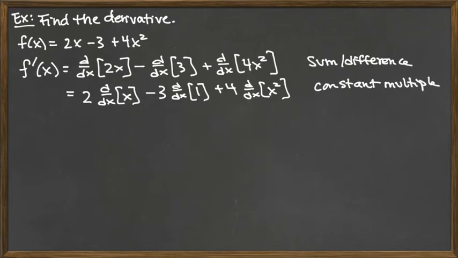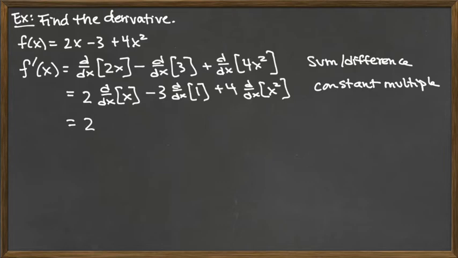Okay? So looking here to finish our derivatives, we see that we need the derivative of x, the derivative of 1, and the derivative of x squared. So the derivative of x and the derivative of x squared use the power rule, whereas the derivative of 1 is just our starting place, and we know that to be 0.